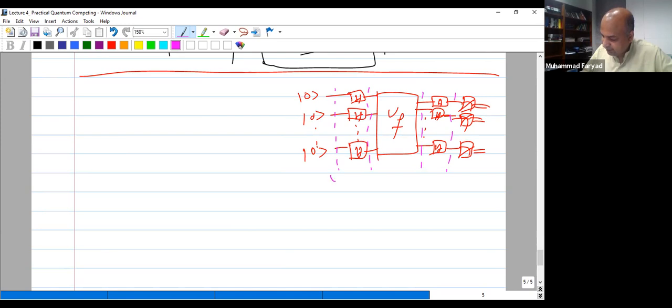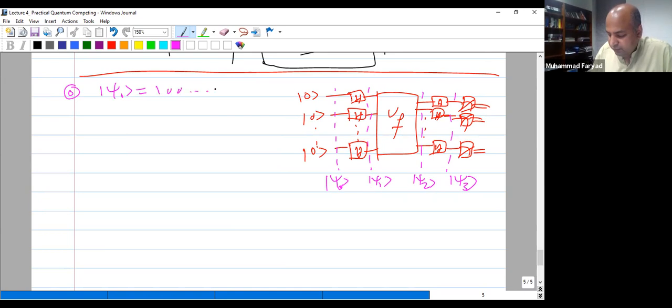Let's say here the state is called psi naught, here I'm going to label the state psi1, here psi2, and here psi3. So let's work out psi naught, psi1, psi2, psi3, and so on. We are initializing this algorithm in such a way that the input state is this 0 state.